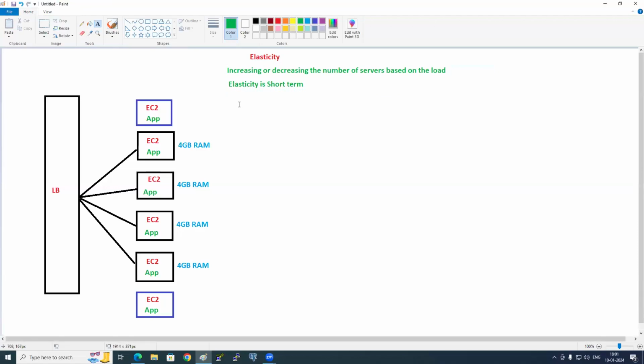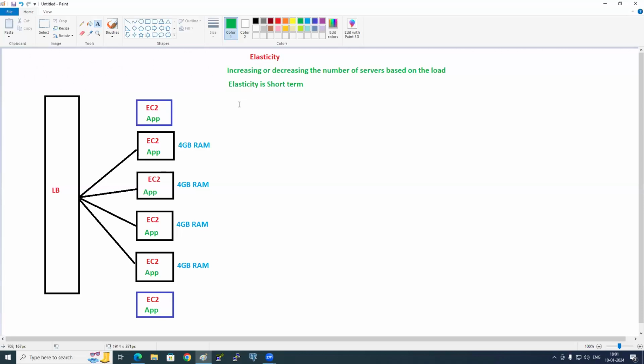how do you achieve this elasticity in AWS? See here, everyone. How we understand what is elasticity. How do you achieve this elasticity in AWS? Meaning, using a concept called auto scaling. What is that? Listen carefully.